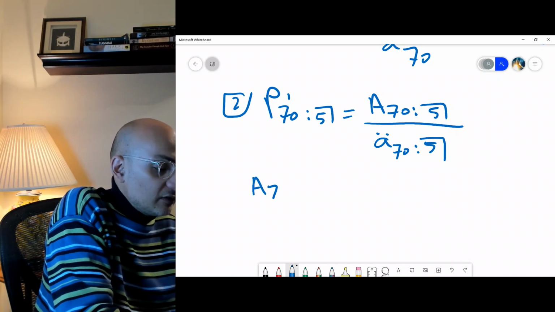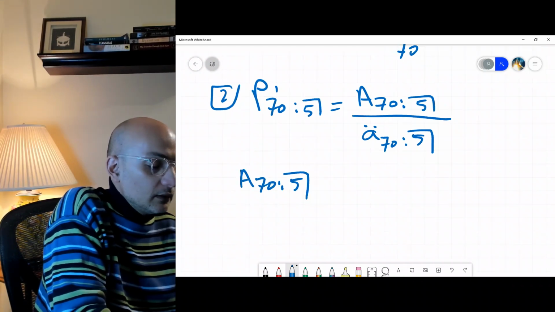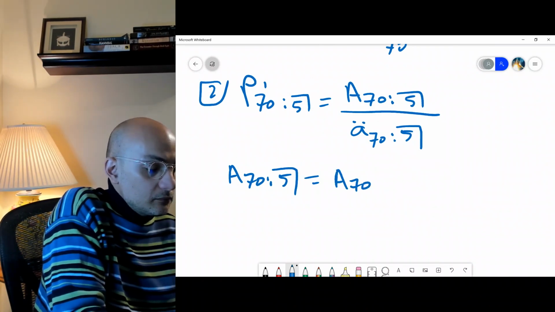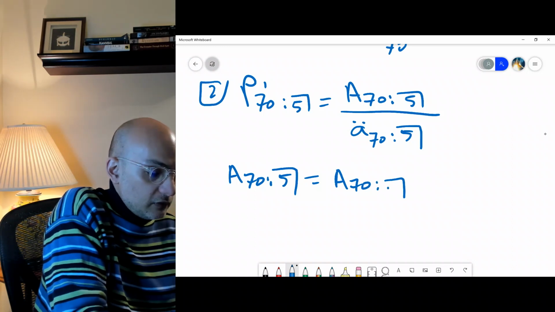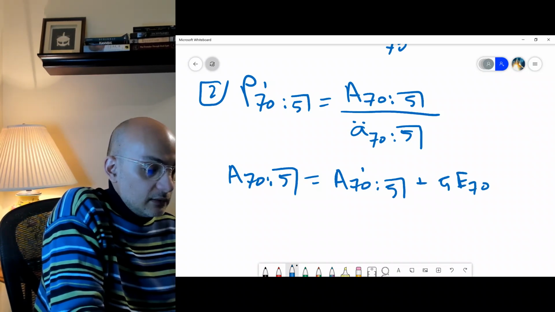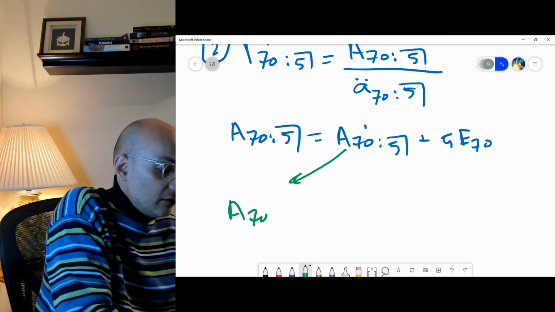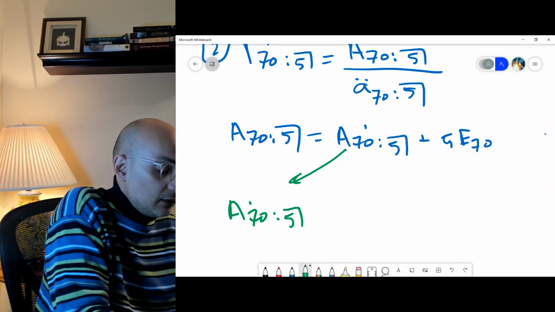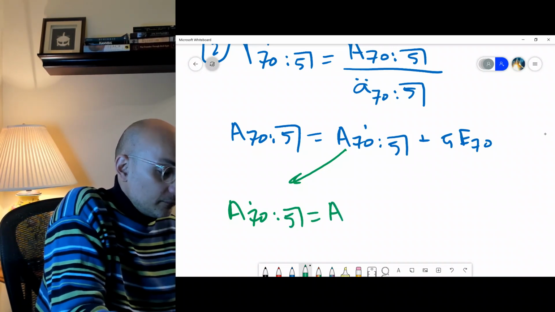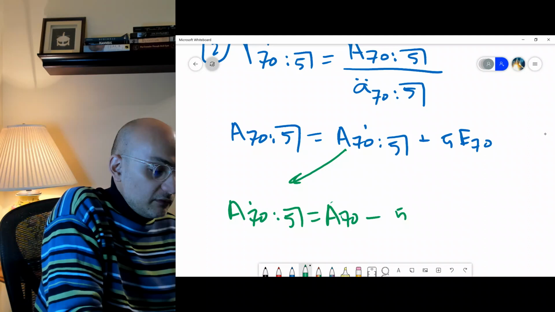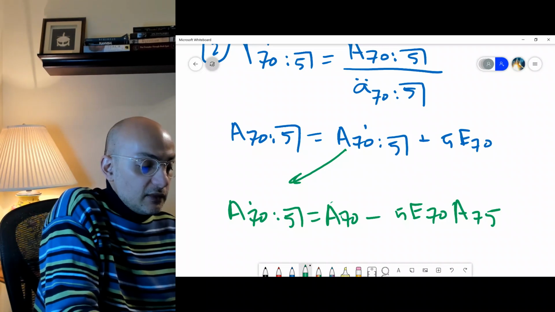It's easy. 5E70, this is easy. It's A70 for 5 years equals A70 minus 5E70 times A75. Now you take this one, A71 for 5, A70. Yeah, let's keep it here. A70 minus 5E70 for A75. Now you have everything in the table here.